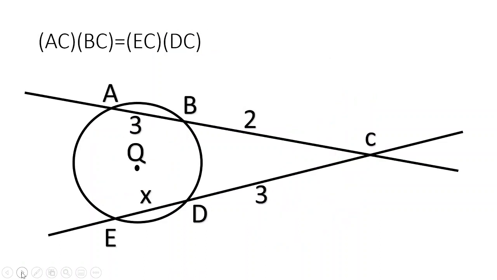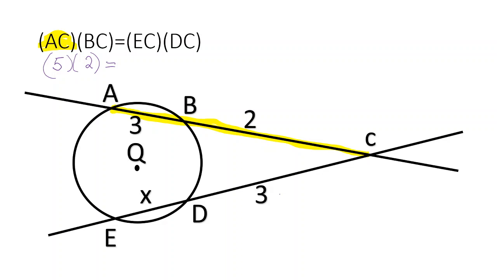All right, now we're going to be talking about secants that meet outside of the circle. As we've already said, and I've got the formula right here, it's AC times BC equals EC times DC. So if I were to look up the first thing here, it says AC. What is AC? A to C. What is the length of that? I hope you said it's 5, because that's the answer. And B to C is 2.